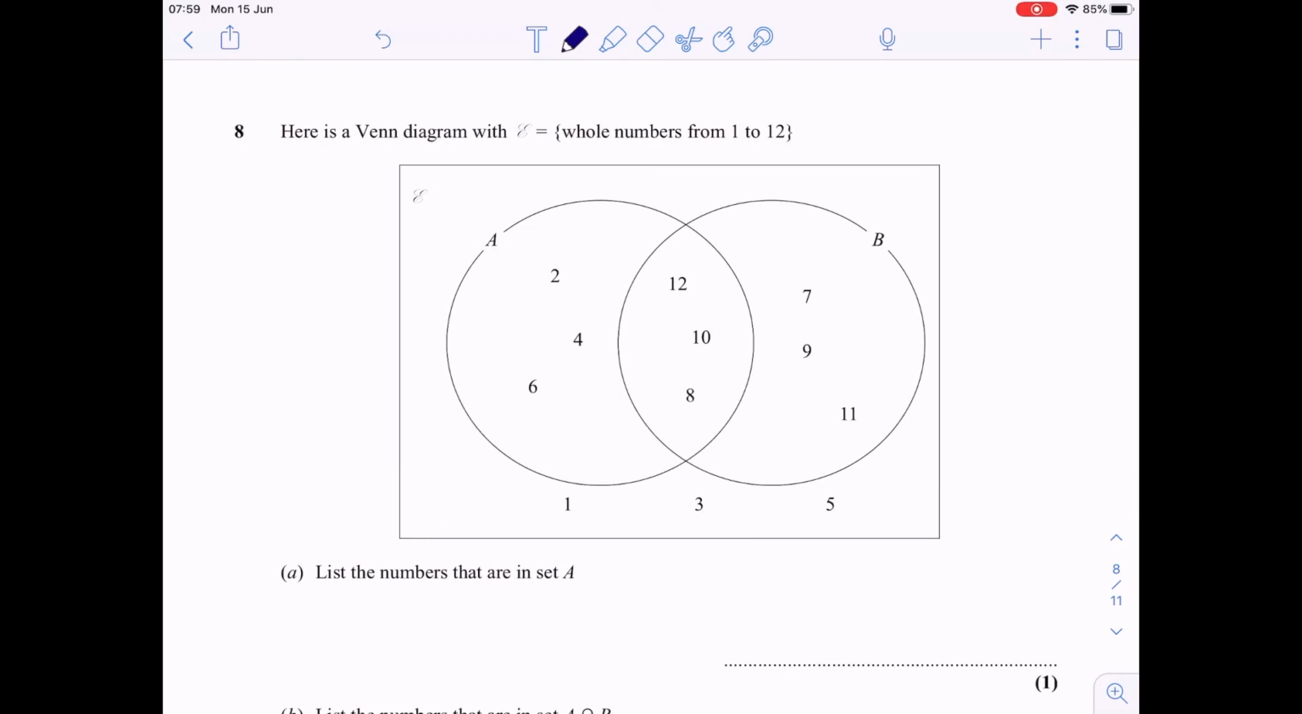Okay, question 8, sets and Venn diagrams. So the first question is asking me to list the numbers that are in the set A. Now this doesn't just mean these values here. It means anything that's in the circle A. So it's also going to include these numbers in the middle. Okay, so let's list them. So we've got 2, 4, and 6. We've also got 8, 10, and 12.